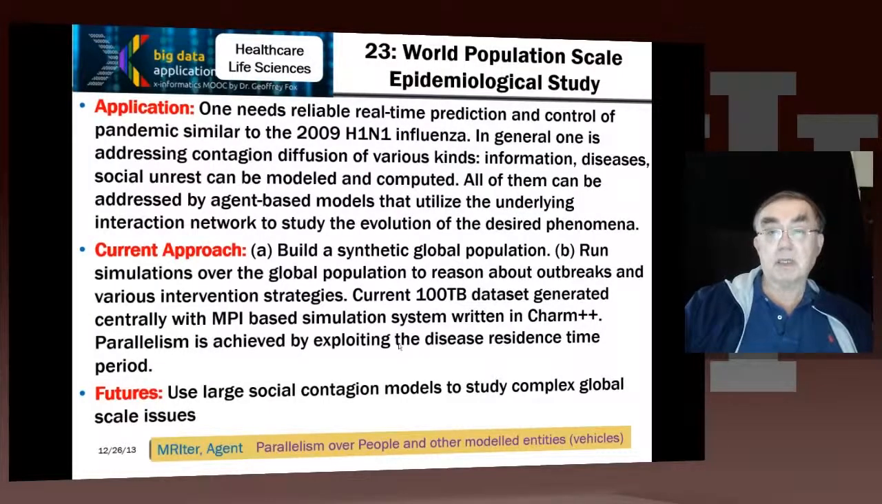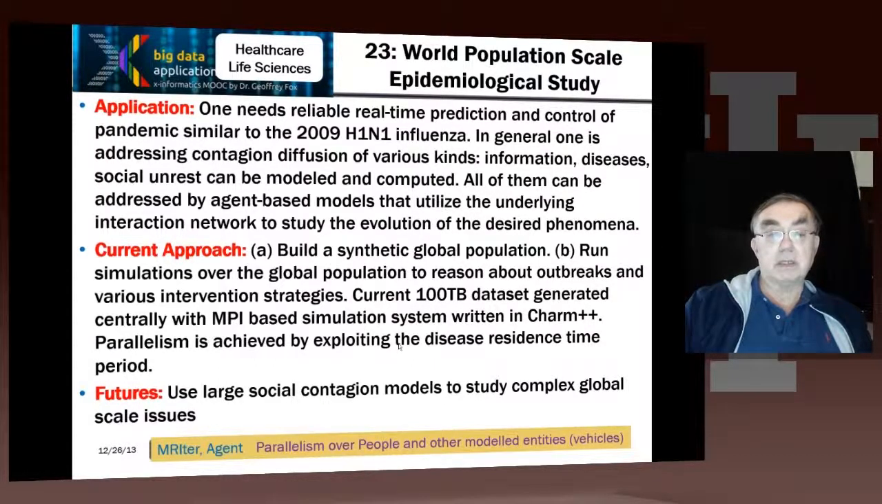Now we come to another type of health study, namely epidemiology, which is the study of population-scale results. And the typical thing we want to do, there was this famous H1N1 scare where flu crisscrossed the world. And this group and other groups, in fact, modeled this spread. And they did that using agent-based technology.